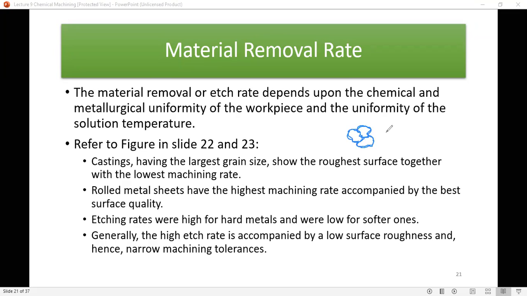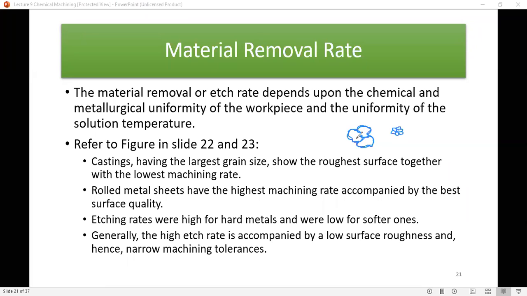So compare this to a material that has a small grain, right? This has a larger grain, this has a smaller grain. It actually says that casting has a larger grain size. So because of that, it will etch at the grain boundary much faster compared to the grain surface. So because of that, it has a rougher surface together with the lowest machining rate.